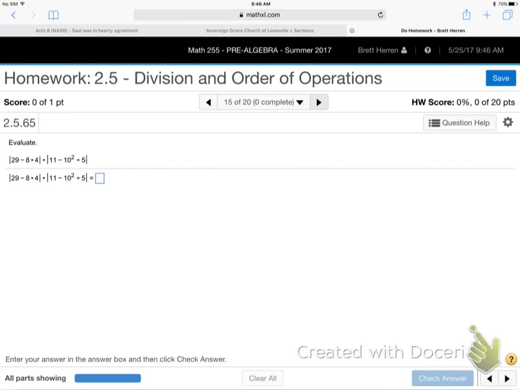Okay, try that one. I'll write it a little bigger up here. What's in the middle between these two absolute values? Multiplication. Yeah.